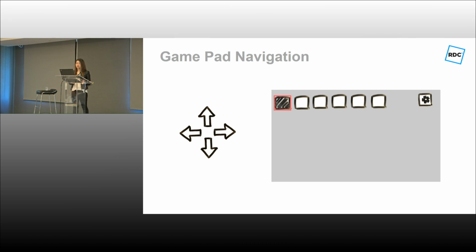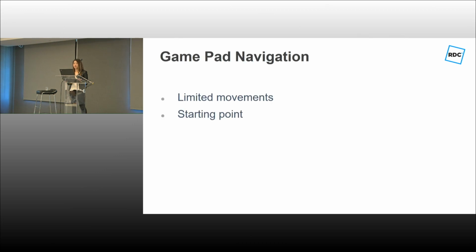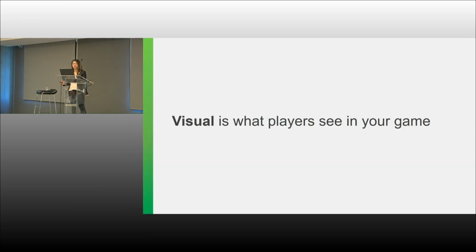If you always start them from the left, what happens if the most commonly used buttons are on the right? They have to move all the way to the right. And then maybe also think if you want to start them from the middle, so it's easier to go either way. But these are things for you to think about because there's no one perfect design for all games. So because of the limited movements, think about the layout and the starting point to give them a better experience.